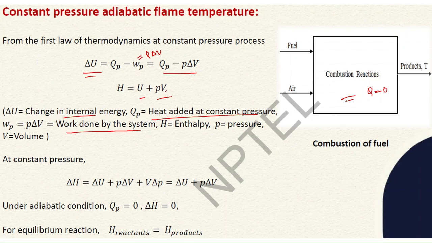So at constant pressure, what will happen to this reaction? It will be converted to delta U plus P delta V plus V delta P. And for constant pressure, this will be zero. So we will be getting delta U plus P delta V. Under adiabatic conditions, there will be no heat loss, and the change in the enthalpy will be zero. And QP is zero.